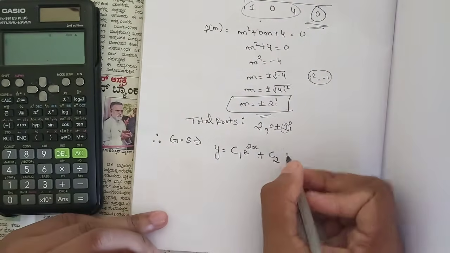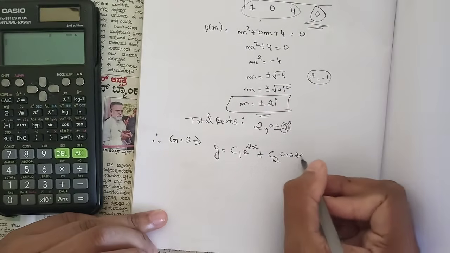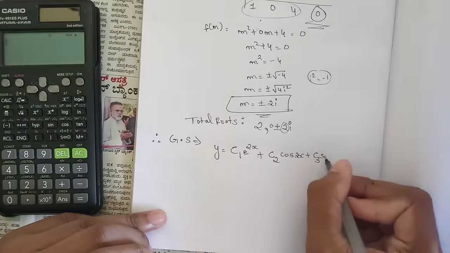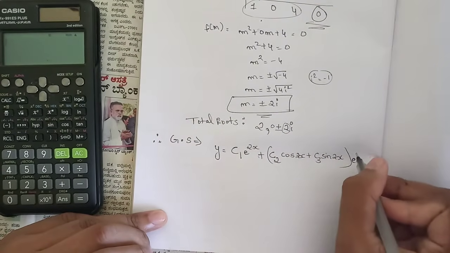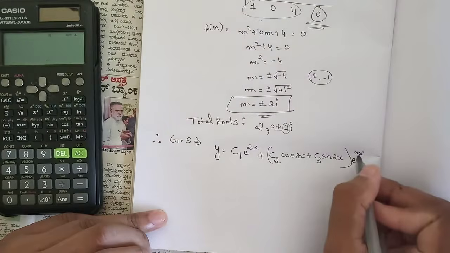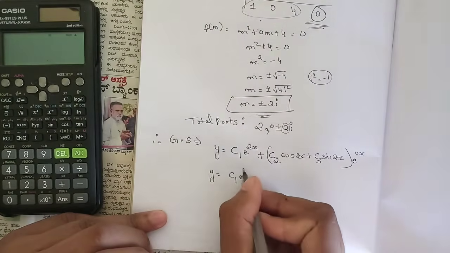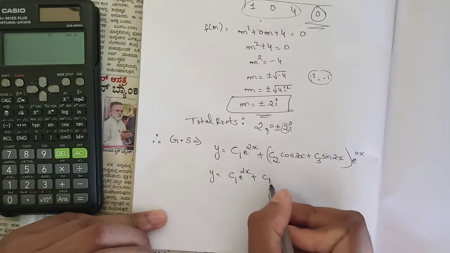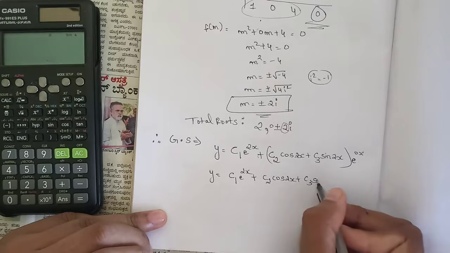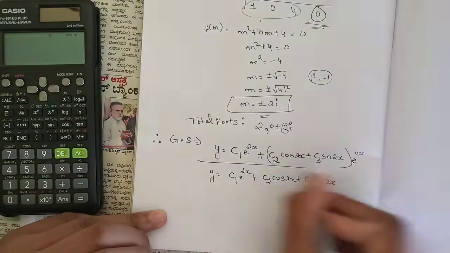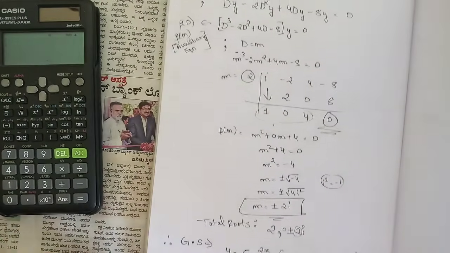So c2 cos beta x, where the value of beta here is 2, plus c3 sin beta x, again 2, whole bracket, e to the power alpha x, with alpha 0. We know that e to the power 0 is 1, so the final answer which we are getting is c1 e to the power 2x plus c2 cos 2x plus c3 sin 2x. So this is your required general solution. In this way we need to solve this problem.